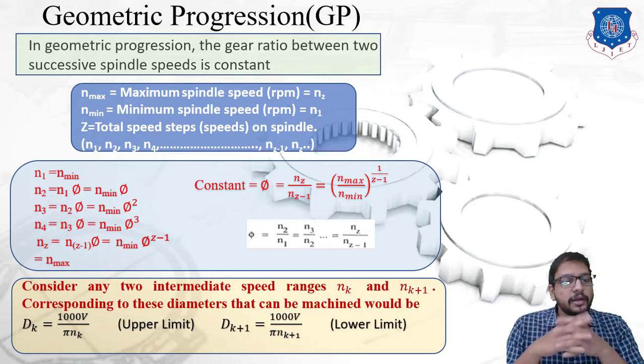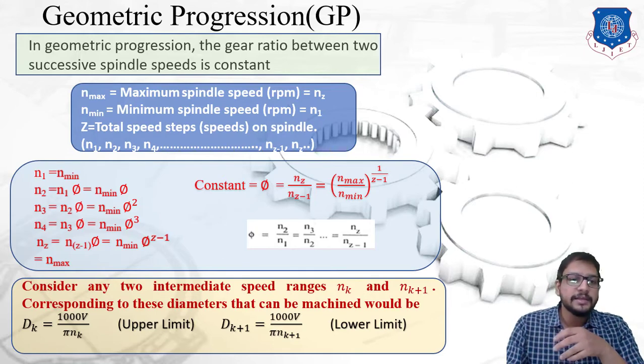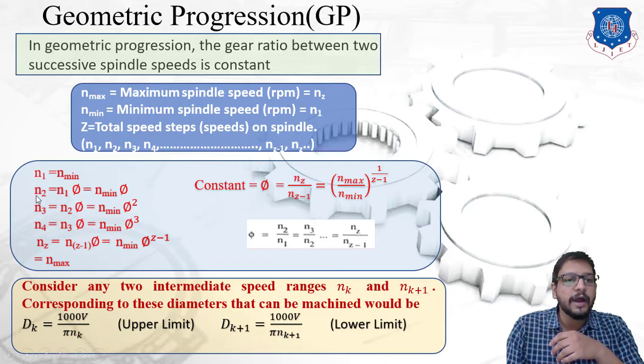Now can I say that N1 is N minimum? In the second equation, as you can see on your screen, N1 is equal to N minimum. So I can even write N2 is equal to N min phi, right? Similarly, for the next speed, let's say we need to determine N3. It would be equal to N2 into phi. Now we know from the second equation that N2 is equal to N minimum phi. So the equation of N3 will become N minimum into phi square. Similarly, N4 would be equal to N3 phi. So in terms of minimum speed, this N4 equation will become N minimum into phi raised to 3.